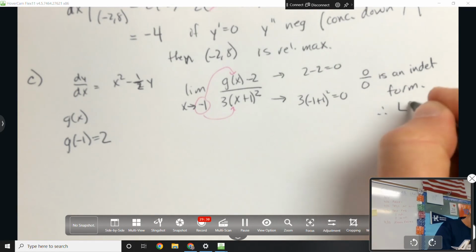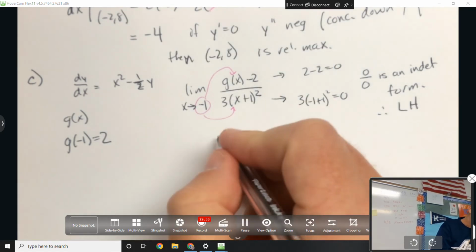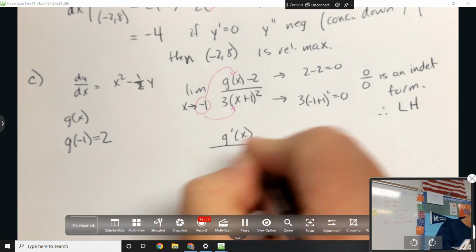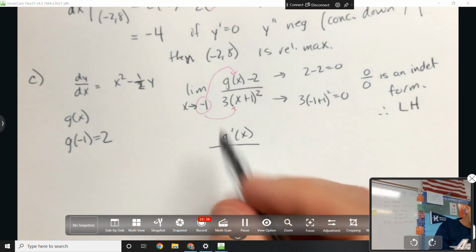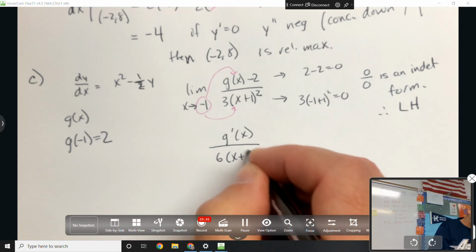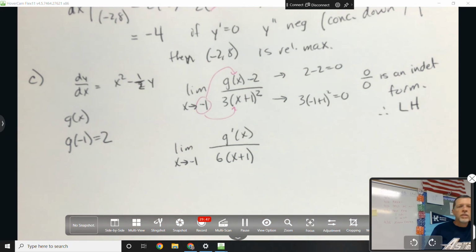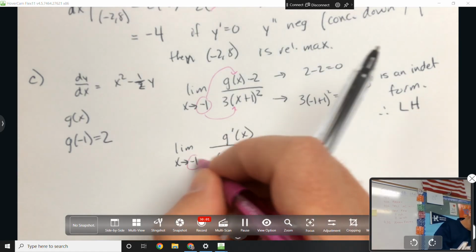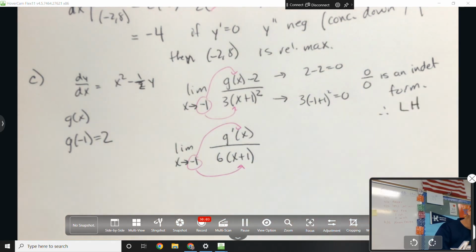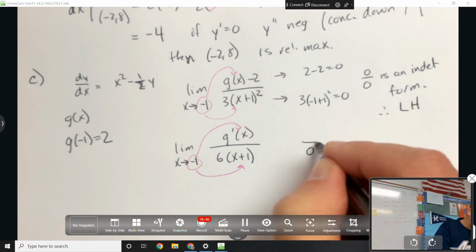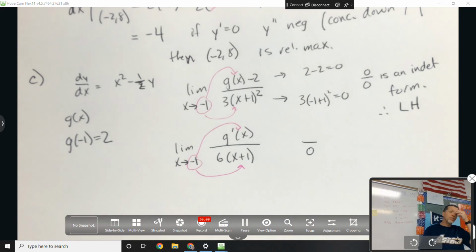Therefore, let's use L'Hopital's. So g prime of x over the derivative of the bottom, which would be 6 times (x plus 1) to the first. I think it was the most recent test before the practice test. We had a L'Hopital's, and I think the bonus was kind of like this. And in fact, I've got 0 in the bottom again. So I'm careful. I'm not going to put equals 0 over 0, but I'm worried that that's where we're going.